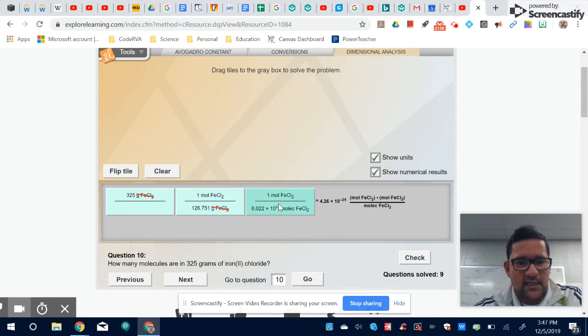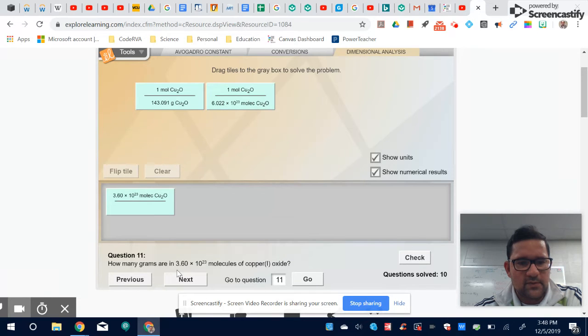So I have to grab a third tile to show another step. However, this tile, which is Avogadro's number, is very straightforward. I do have to flip it though, because I need to cancel moles with moles. So moles cancel out moles, and you're left with molecules, which I want because my answer was asking for how many molecules. So I want molecules to survive. You simply multiply everything in the numerator and you divide it by things in the denominator. It comes out to be 1.54 times 10 to the 24 molecules of iron 2 chloride. Check the answer, and that's correct.